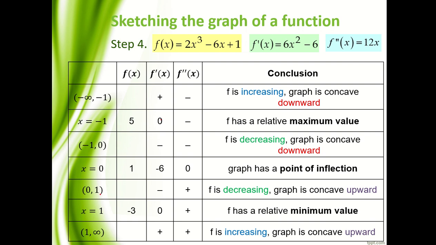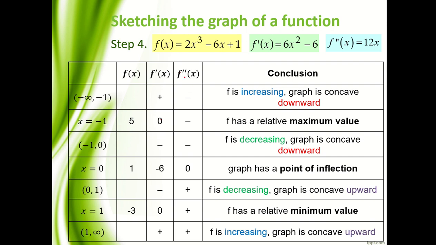Now for this interval 0 and 1, we substitute values within 0 and 1. Perhaps you can assume positive 0.5, then find out the value of f prime of x. When you substitute that, it will give us negative. Whatever value is within this interval, excluding 0 and 1, say 0.1, 0.999, it will always give us negative, meaning less than 0 for our f prime of x. So the function is decreasing.